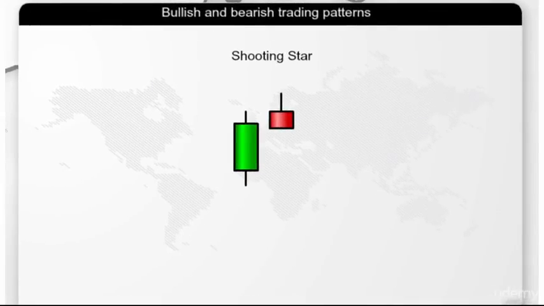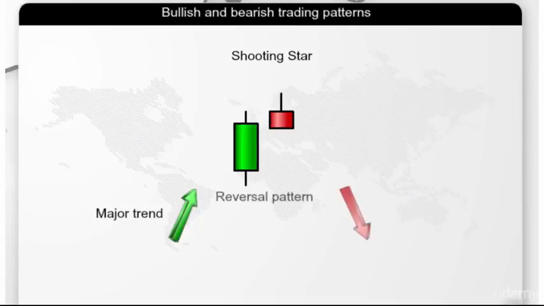Bullish and bearish trading patterns. Shooting star. This is a reversal pattern that takes place over 2 days and indicates a bearish outlook. On the first day, the candlestick is long and usually green, supporting the major trend. The following day, the price opens near or slightly higher than the first candlestick's closing price and closes slightly lower, with a slightly longer shadow than the candlestick itself.